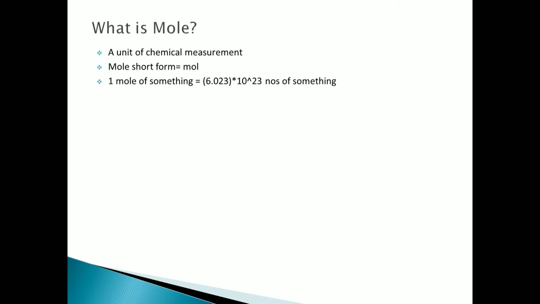Such as when somebody says a dozen books, it means that there are 12 books. Similarly, when somebody says there is 1 mole of books, that means there are 6.023 into 10 to the power 23 books. So, this number 6.023 into 10 to the power 23 is also known as Avogadro number. So the definition of Avogadro number would be simple: the number 6.023 into 10 to the power 23 is known as Avogadro number. Simple.